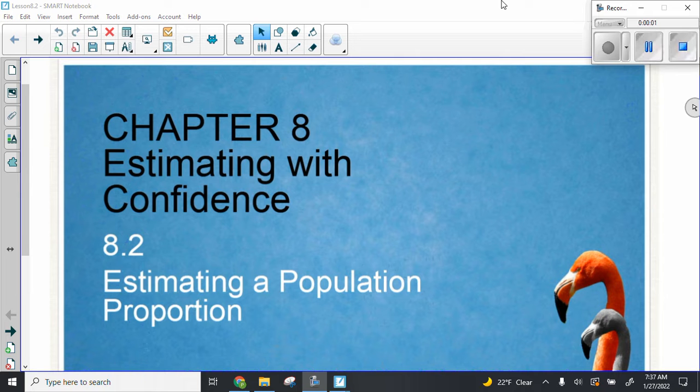All right, so in 8.2, we're going to be constructing confidence intervals to estimate a true population proportion. In 8.3, we'll be doing the exact same thing, but for a population mean. All right, so all the procedures are basically the same. But we are going to be using different sample statistics.